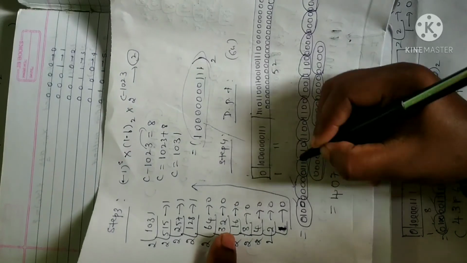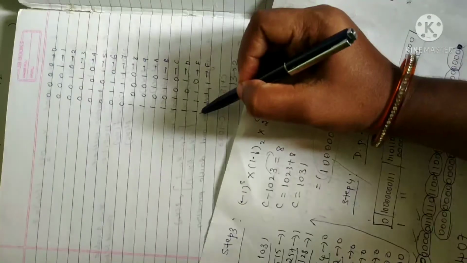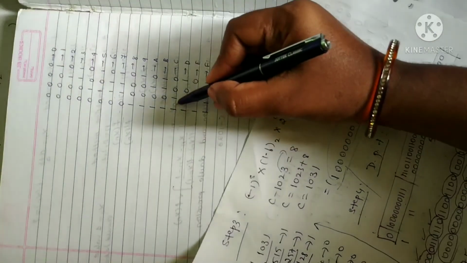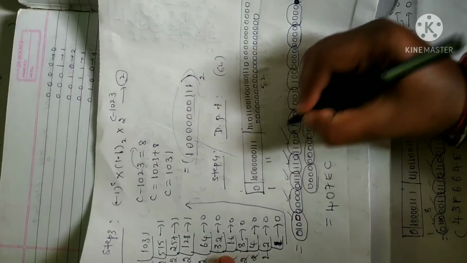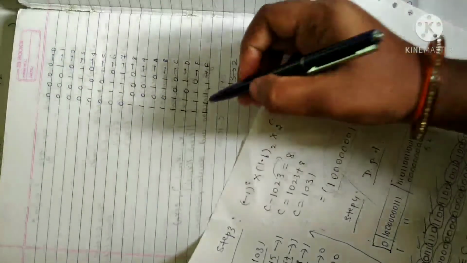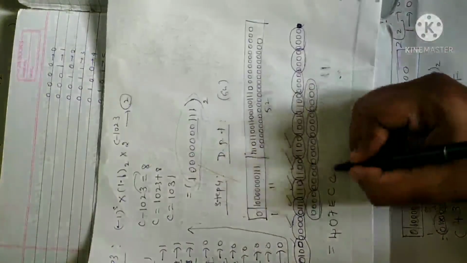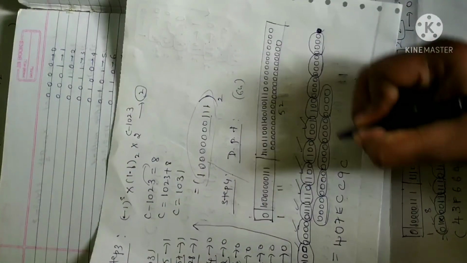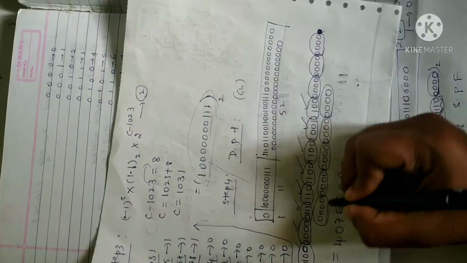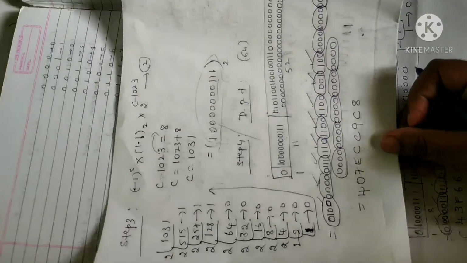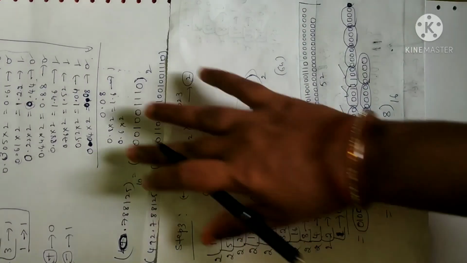Fine. 3 completed. Next 1110. 1110 is for E. Next 1100. 1100 is for C. Next again 1100 is for C. Again 1001. 1001 is for 9. Again 1100. 1100 is for C. Again 8 times zeros. Clear? I have converted the obtained binary number into its equivalent hexadecimal representation.